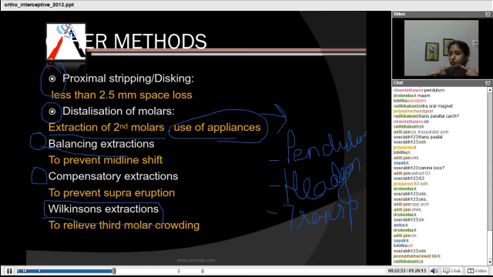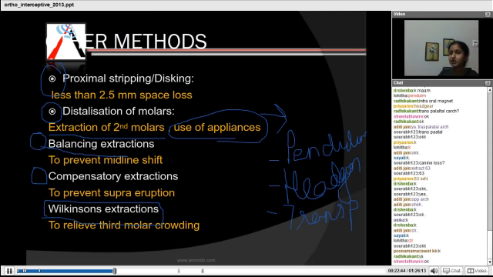So you remove first molars, second molars will move in the place of first molars, and third molars will move in the place of second molars. Clear? So these are all the other methods other than serial extractions to create space.